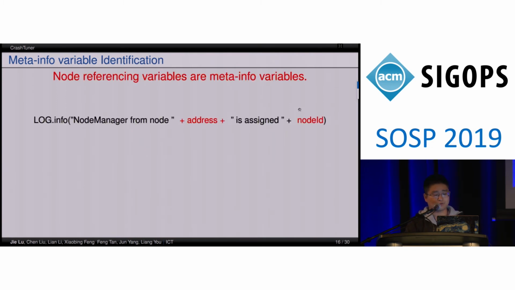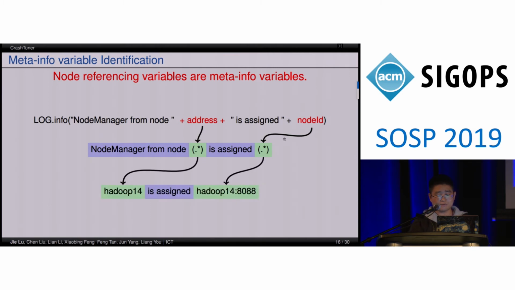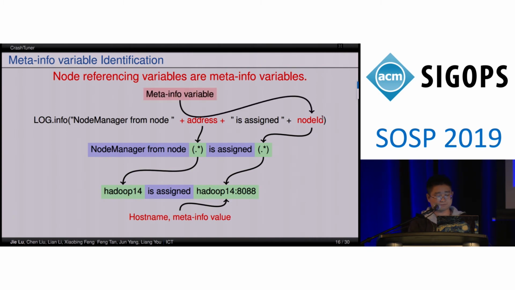First, the node reference variables are meta-info variables. We will use log analysis to find the node reference variables. For example, in this log point, it has a variable nodeID. We will parse the log statement into a regular expression, then match the log instance. We can find that nodeID has the value hadoop14, which is the host name of one node. So nodeID is a meta-info variable.